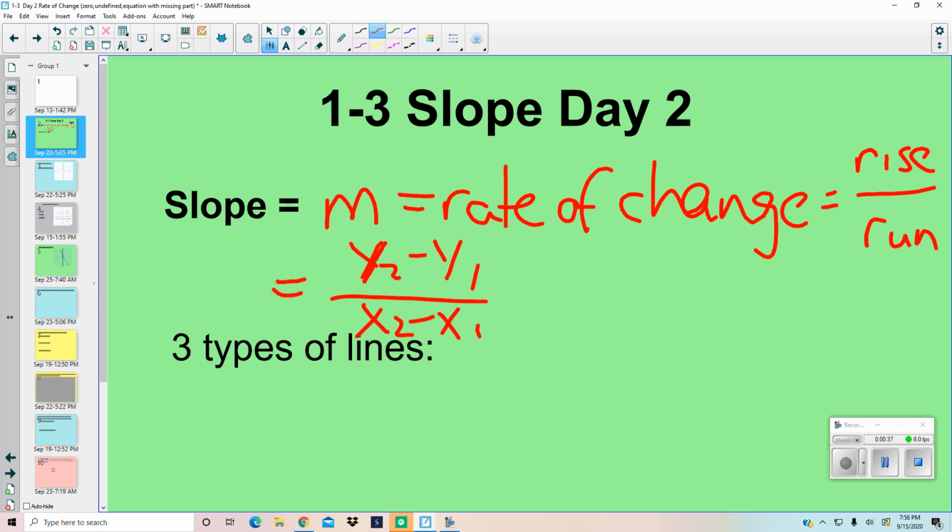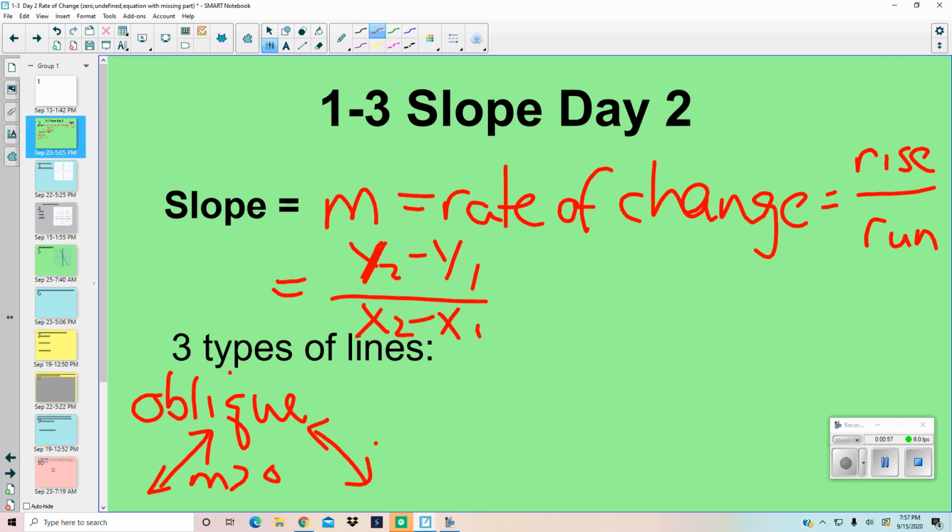Okay, that kind of looks like an x there. That's a y. Y minus y over x minus x. Now we have three types of lines. We have oblique. And for oblique, you could have a line that has a positive slope, meaning m is greater than 0, a negative slope, so this m would be less than 0.